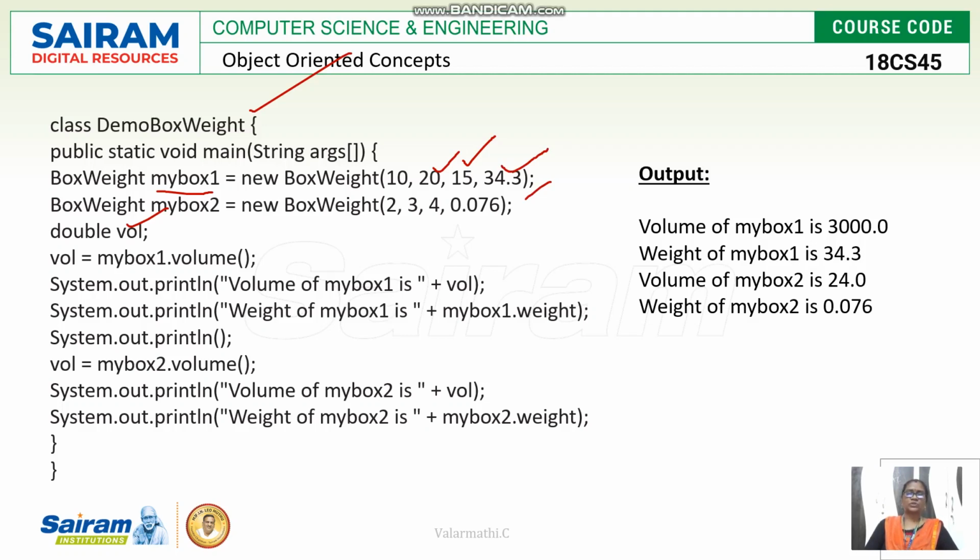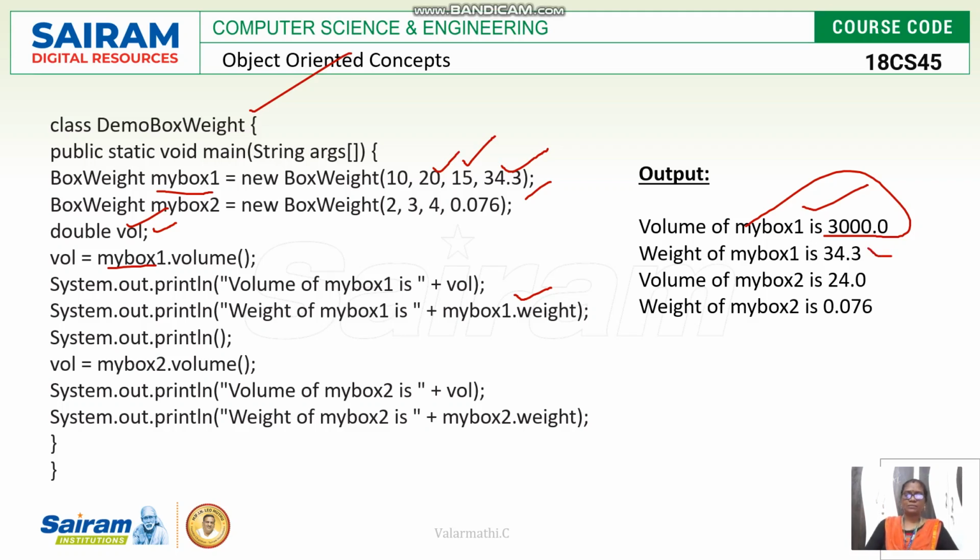Similarly, my box 2 is also created. One more volume is also declared. Coming to the first object, my box 1 dot volume will calculate the volume of my box 1, so that value will be 3000, and that is printed. Then the weight of my box 1, I want to display separately. How can I access it? My box 1 dot weight is the exact statement which refers to the first object's weight value, that is nothing but 34.3.